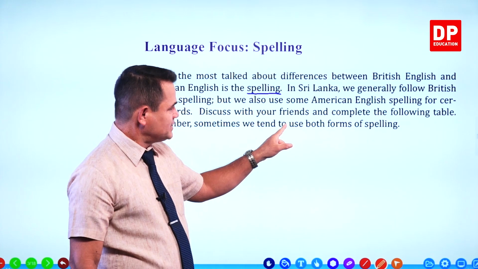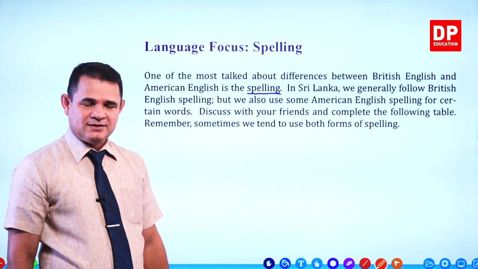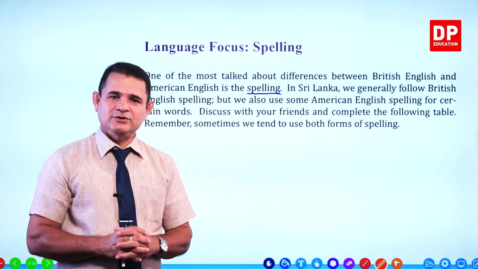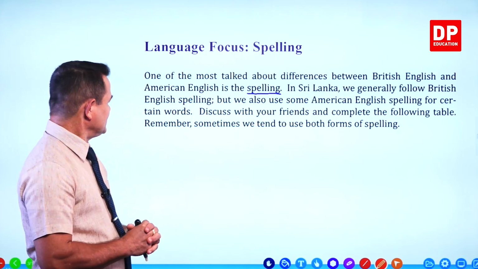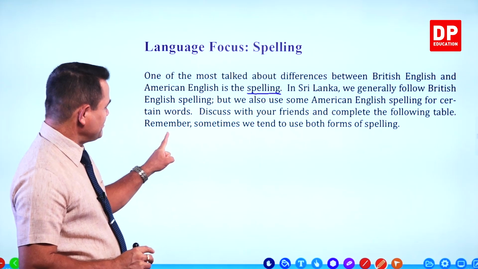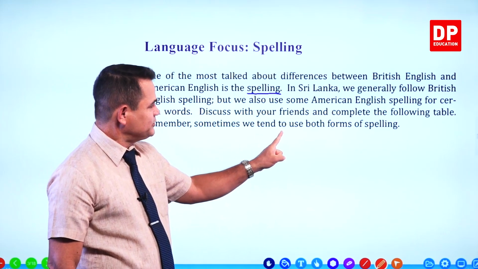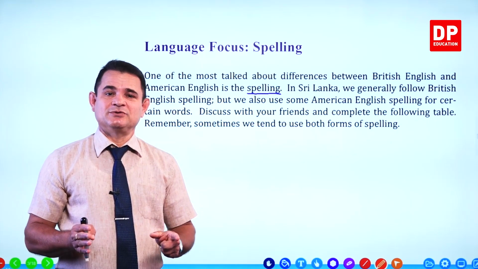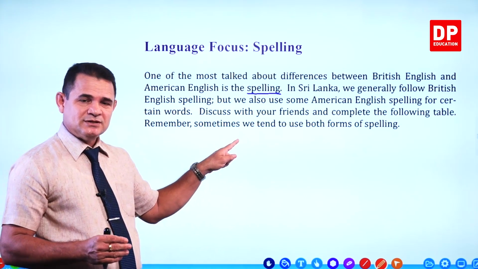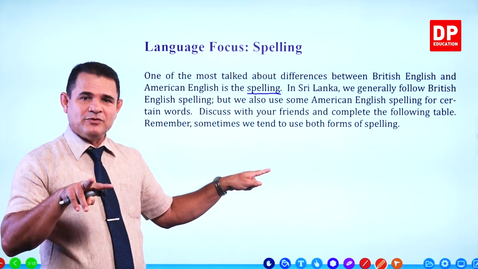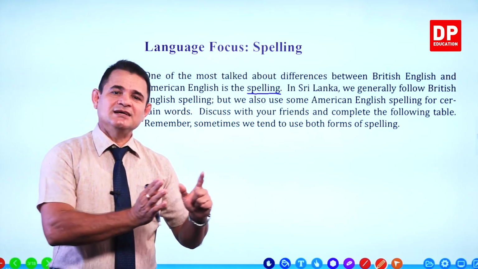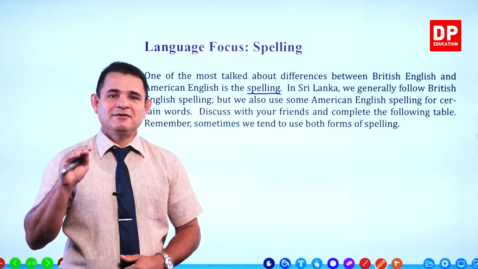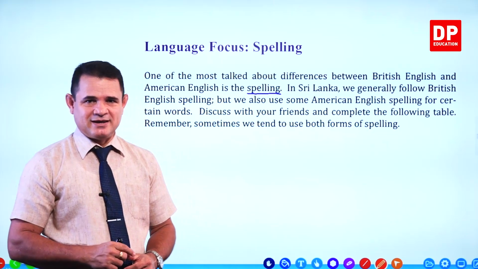Discuss with your friends and complete the following table. එහෙනම් ඒ spelling ගැන බලන්න පුංචි table එකක් තියෙනවා. You can discuss it with your friends. Remember, sometimes we tend to use both forms of spelling. අපි නැඹුරු වෙනවලු පාවිච්චි කරන්න both American spelling as well as British spelling. Both. Sometimes one, generally British one. Keep that also in mind, right?